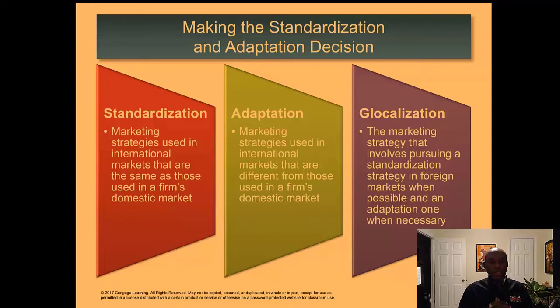But it says here, marketing strategies used in international markets are the same as those used in the firm's domestic market. So things such as your pricing strategy may be similar, your promotion may be similar, and you may even use the same slogans. But in adaptation, that means you have to look at all those factors, the ones that you're researching through the journal articles, and you have to make some adjustments to your product based upon the differences between your home country and the country that you're going to.